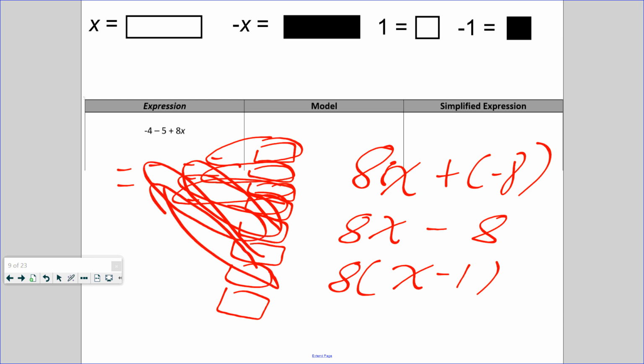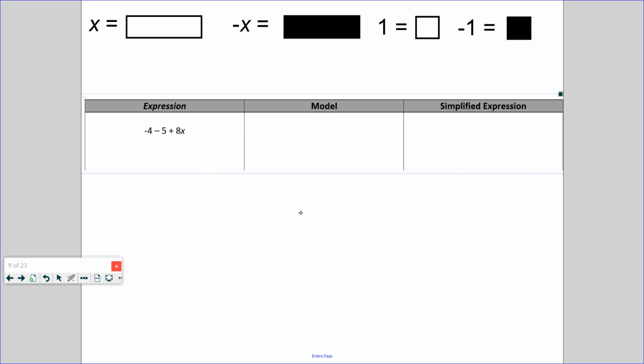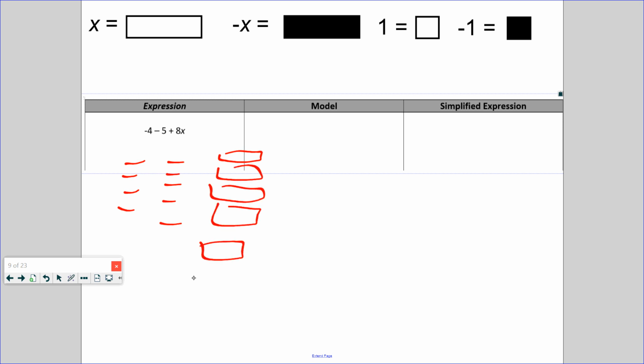Wait, stop. You know what? I feel very embarrassed by this. I am going to have to erase this whole thing and redo this problem again. I realize it says negative 4 minus 5 is like negative 5, and 8x's. I think I miscounted when I was doing this.